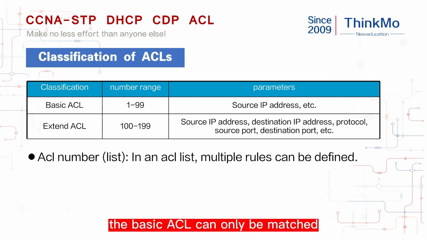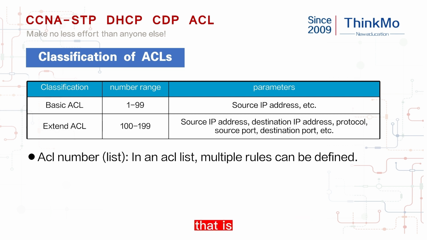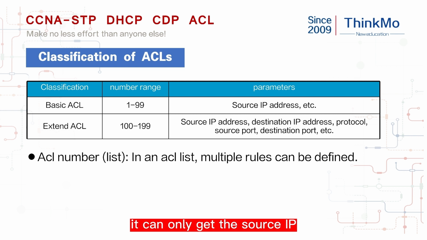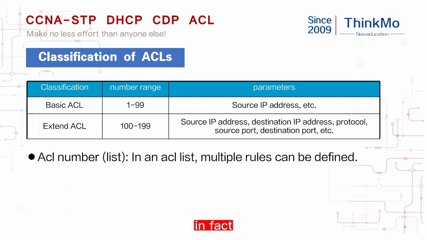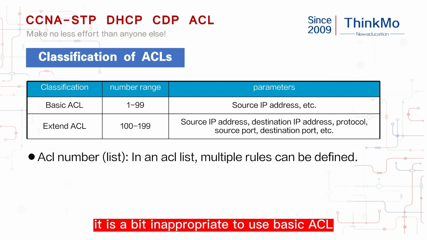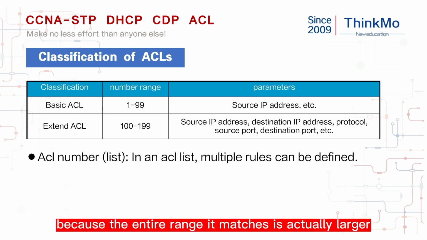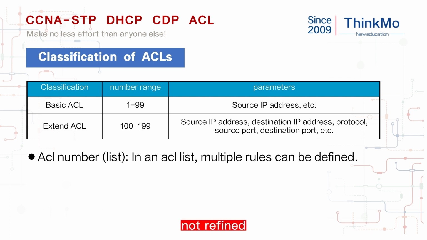The basic ACL can only be matched against the source IP of the data. That is, it can only get the source IP. It's imprecise. In fact, it has a wider range. So we sometimes feel it is a bit inappropriate to use basic ACL, because the entire range it matches is actually larger, not refined. For advanced ACLs, it can match these.